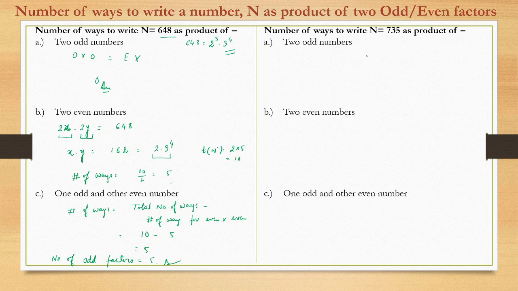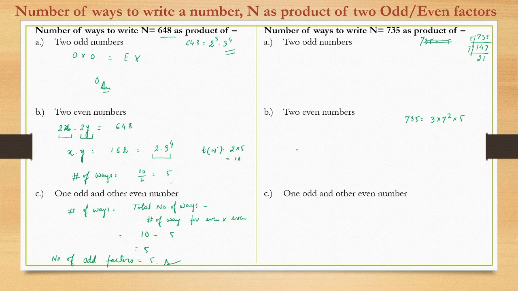Now we'll see the number of ways to write 735 as a product, again the same cases. So 735 we need to write as a product. Let us factorize this. So 735 we can write as 3 into 7 square into 5, right?